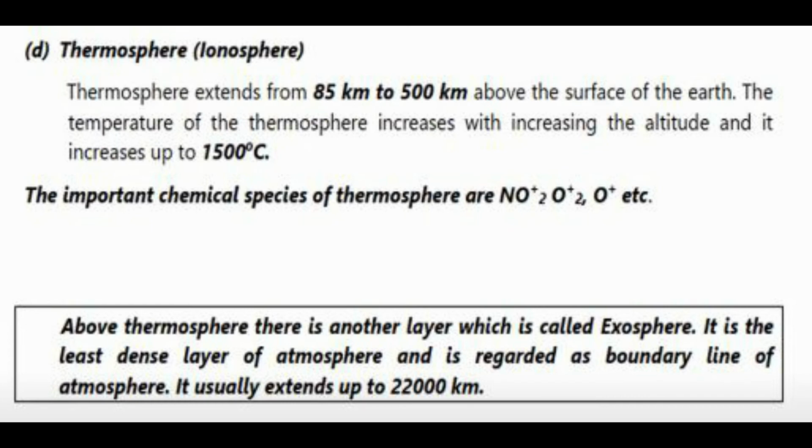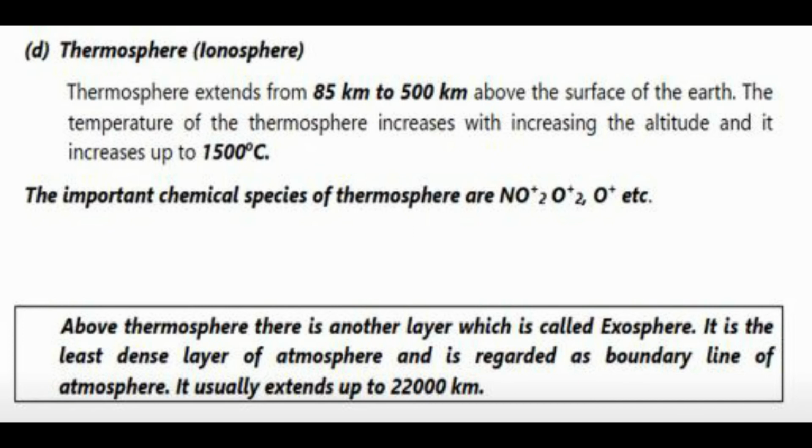Thermosphere or ionosphere. It extends from 85 km to 500 km above the surface of the Earth. The temperature of the thermosphere increases with increasing altitude, up to 1500 degrees Celsius. The important chemical species of thermosphere are nitrogen dioxide ion, oxygen radical, etc.